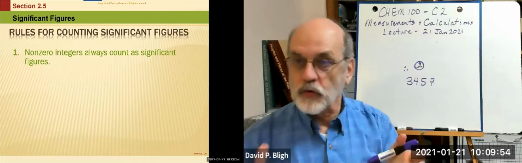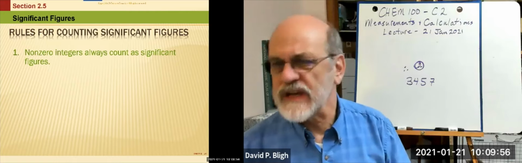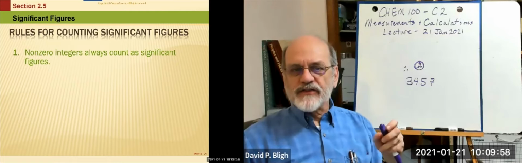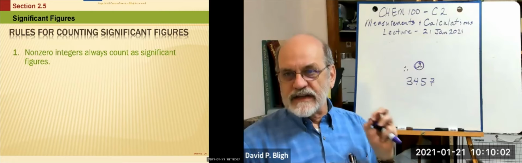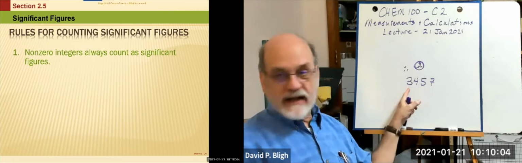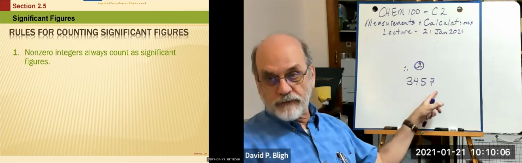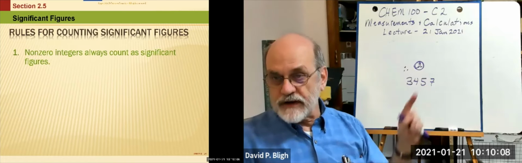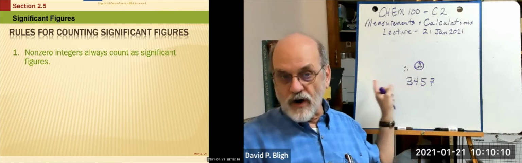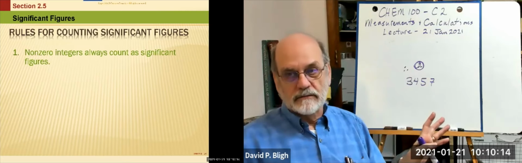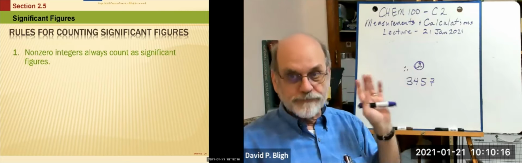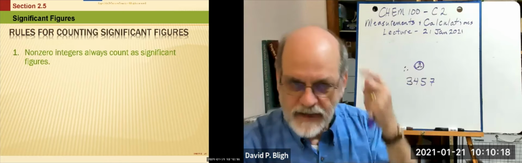Okay, so here are the rules. First rule is easy. Non-zero integers are always counted as significant. So how many in this number? 1, 2, 3, 4. Four significant figures in that number because they're all non-zero. And there are no zeros in there. So they're four significant figures, right? Keep that in mind.